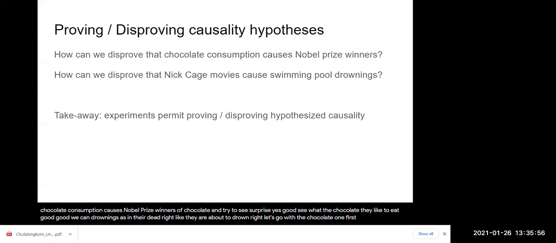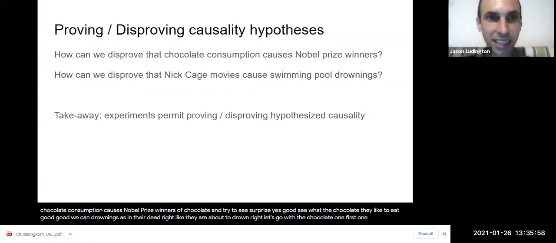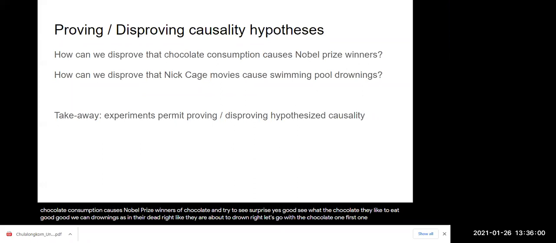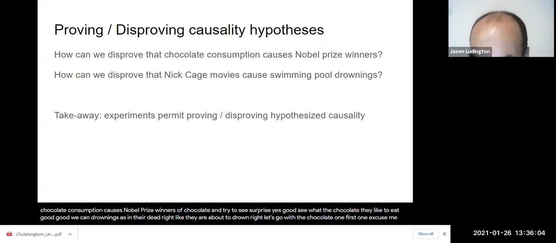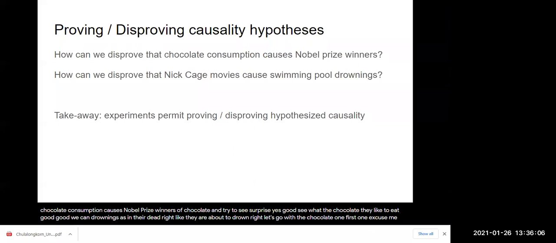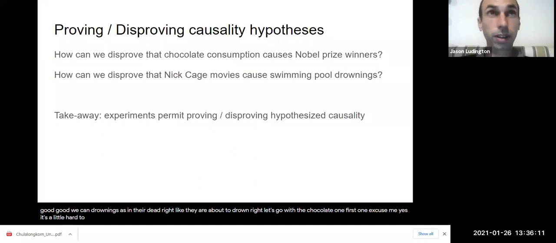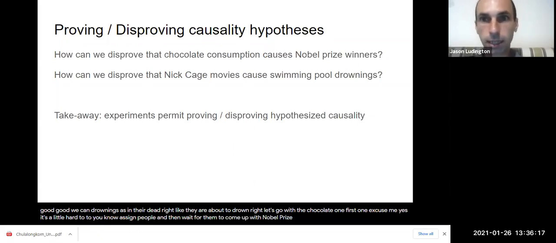Chocolate. Maybe go to other years. The first one where chocolate was used. Like conduct maybe an experiment. Yes. It's a little hard to assign people and then wait for them to come up with Nobel Prizes. So that's difficult.